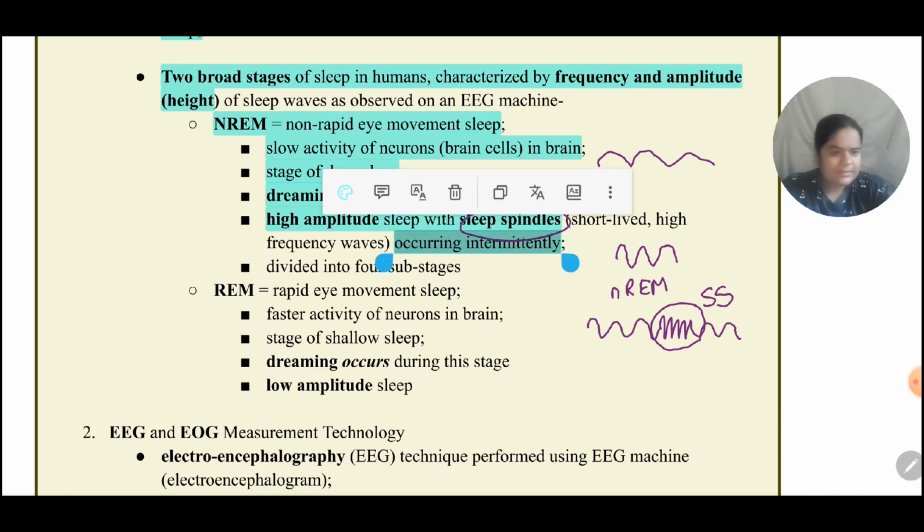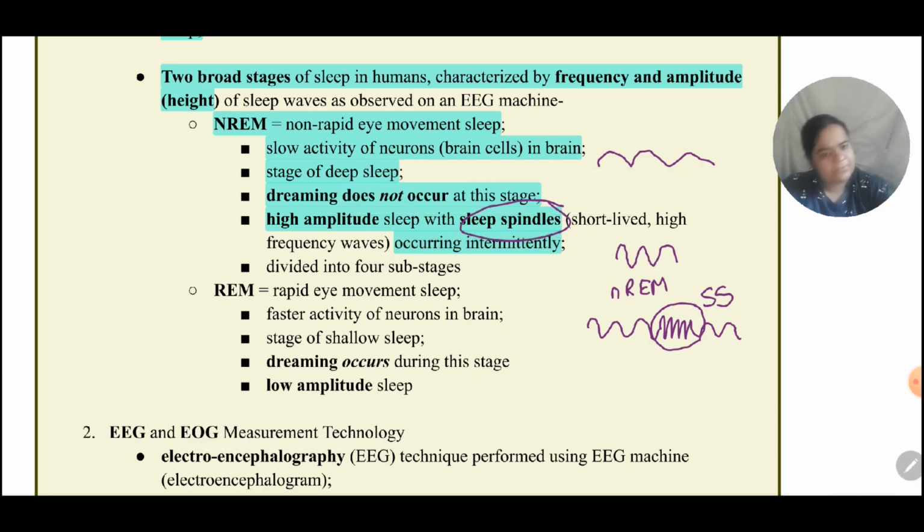They occur intermittently. They are not very common or very frequent. They occur once in a way during the NREM stage of sleep, and the NREM stage of sleep is further divided into 4 substages. Now this is not relevant to our discussion. This is something that we just need to make note of right now.